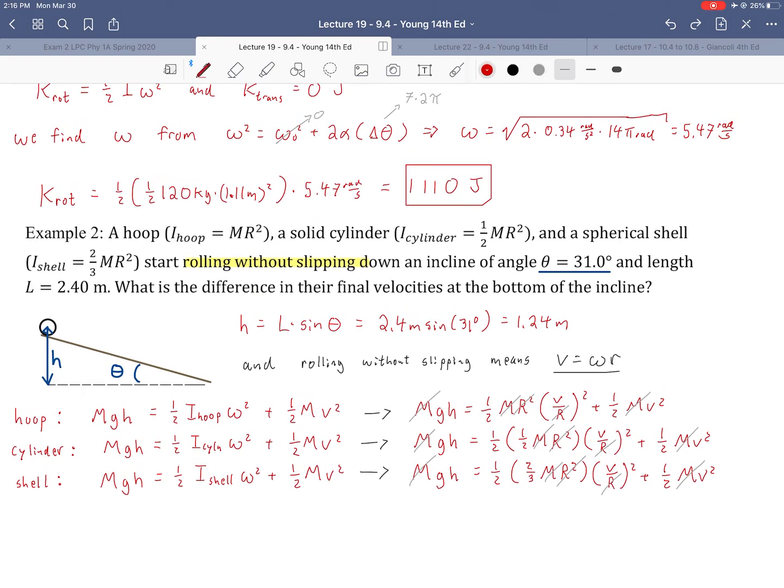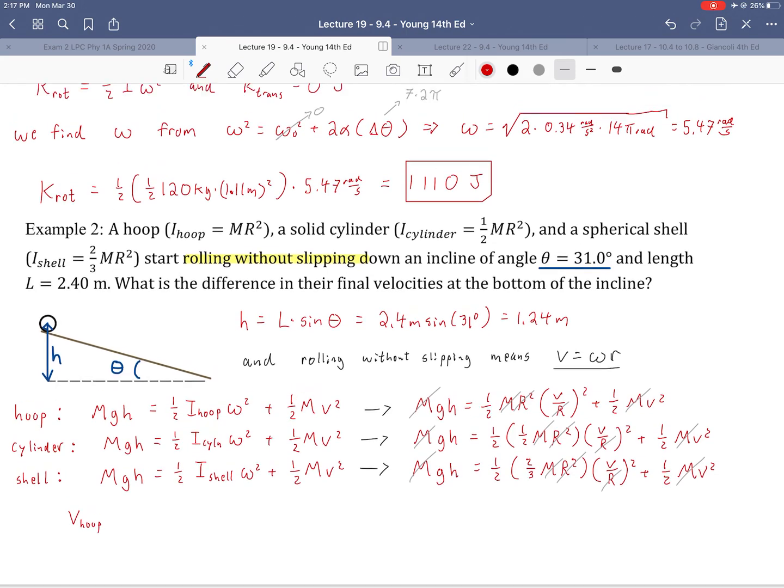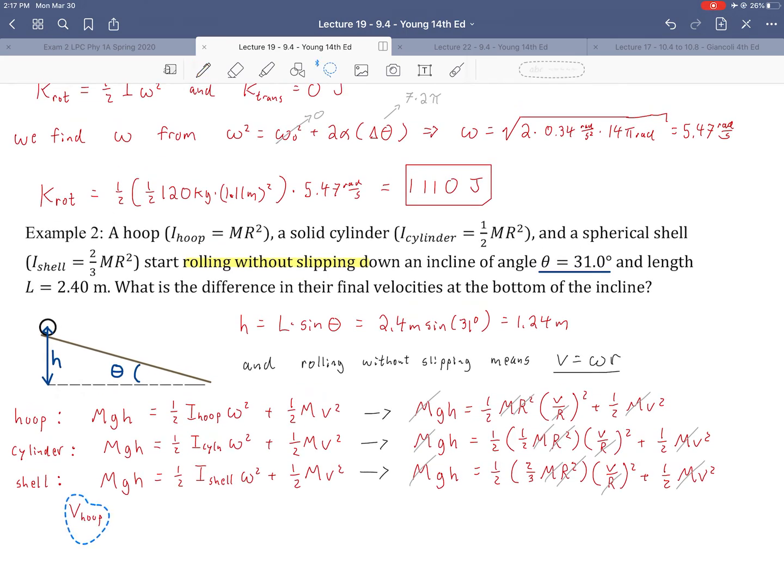Okay? So then it's simply a matter of solving for the v's, and here I'm going to identify the different v's with their own subscripts, which I didn't just for clarity before. So then solving each of the three equations, I'm stacking them up. I would have v hoop, v cylinder, and v shell.